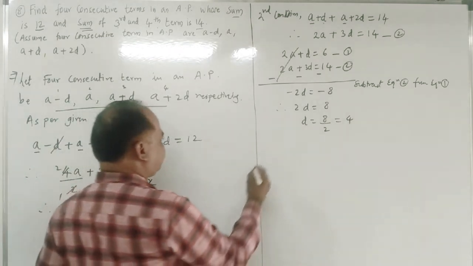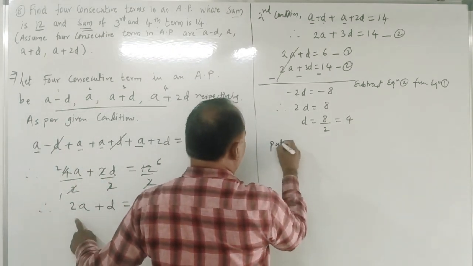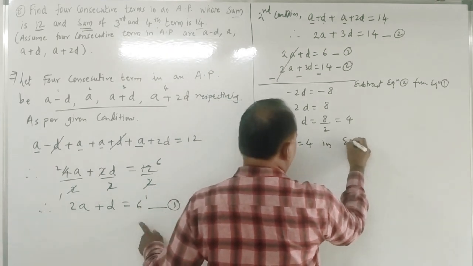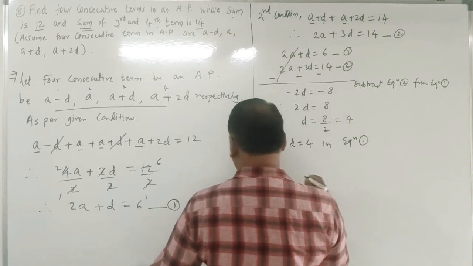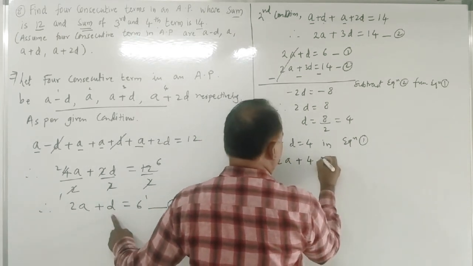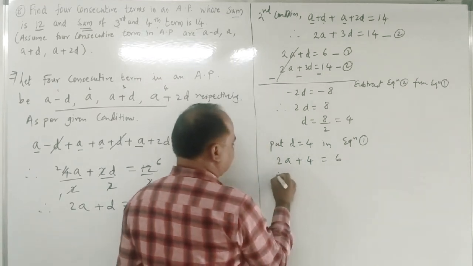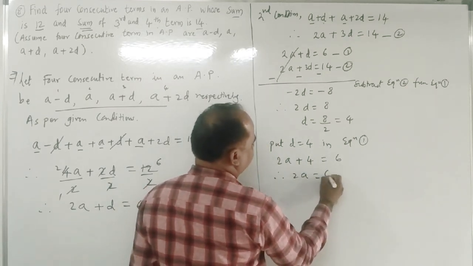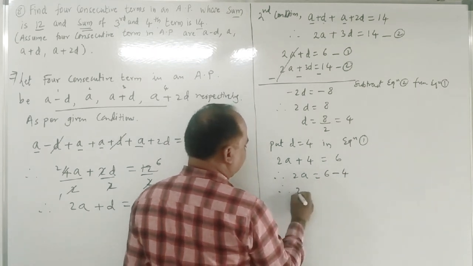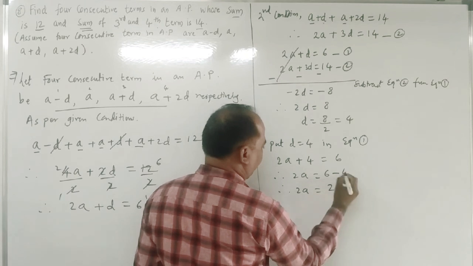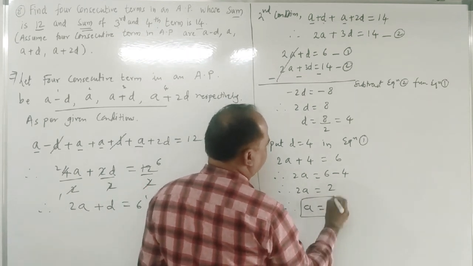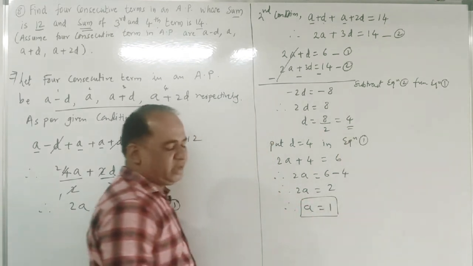So now put D is equal to 4 in the first equation, in equation 1. So we'll get 2A plus D, which is 4, is equal to 6. Therefore, 2A is equal to 6 minus 4. So therefore, 2A is equal to 2. Therefore, A is equal to 1. D is 4 and A is 1.